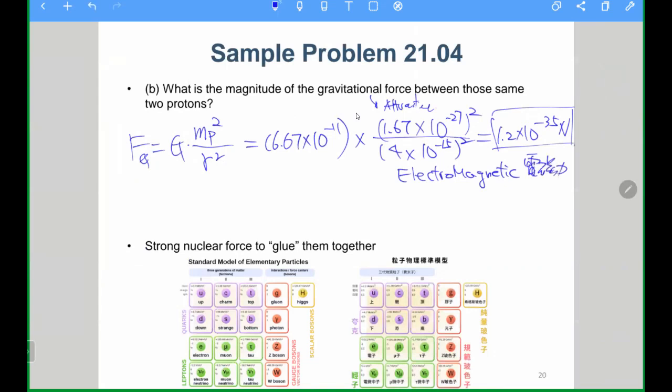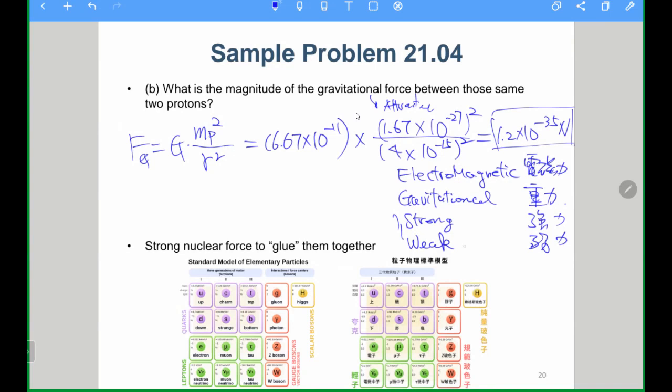And another one, gravitational force. So 重力. I think you should have learned it in physics 1 or some mechanics. And the other two, one is called the strong force, and the other one is called the weak force, 强力或者弱力. And usually in physics class, you seldom learn about these two forces.